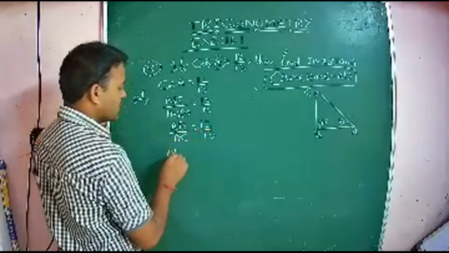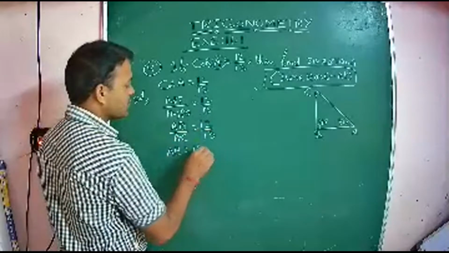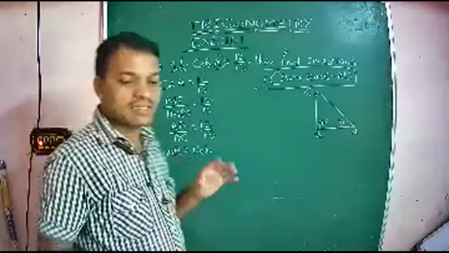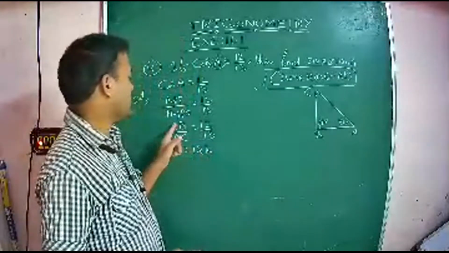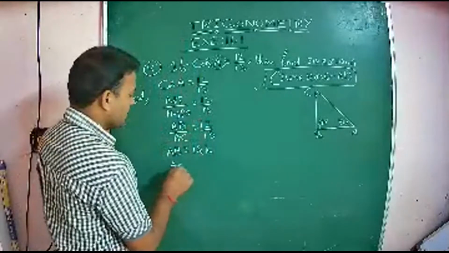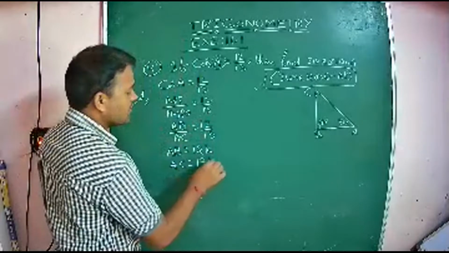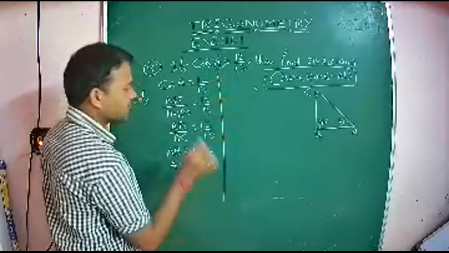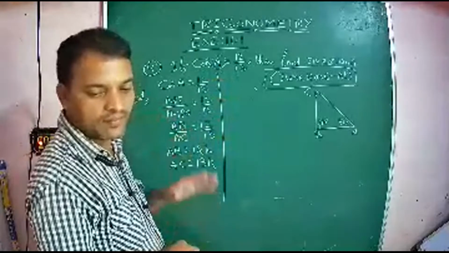So what is the AB value? AB is equal to 12K. The ratio is 12, and the value is 12K. Similarly, AC is equal to 13K. Clear everybody?